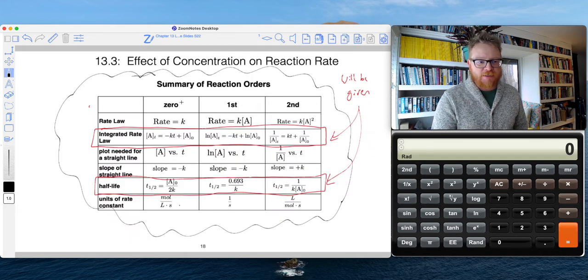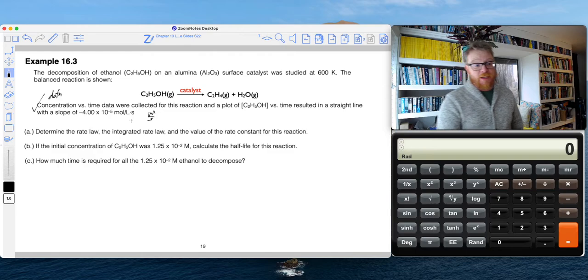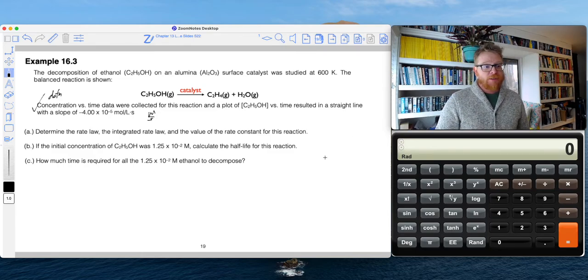Well, look, zero order reaction. So the plot needed for a straight line is A versus T. The slope gives us k directly, and the unit of that rate constant is mole per liter per second. So if we look at this, the fact that they told us that concentration versus time resulted in a straight line, we can now simply say the rate law is rate equals k.